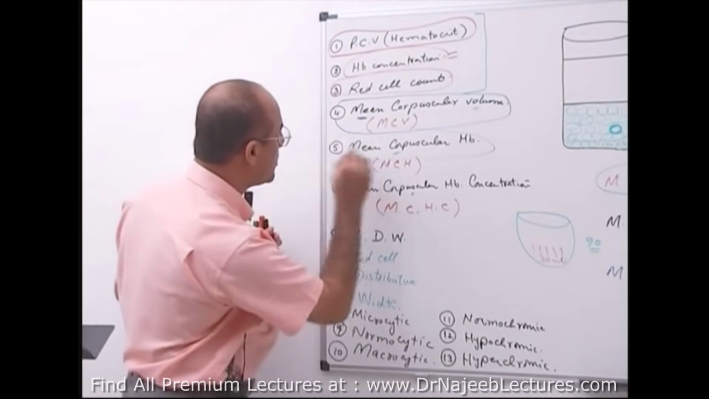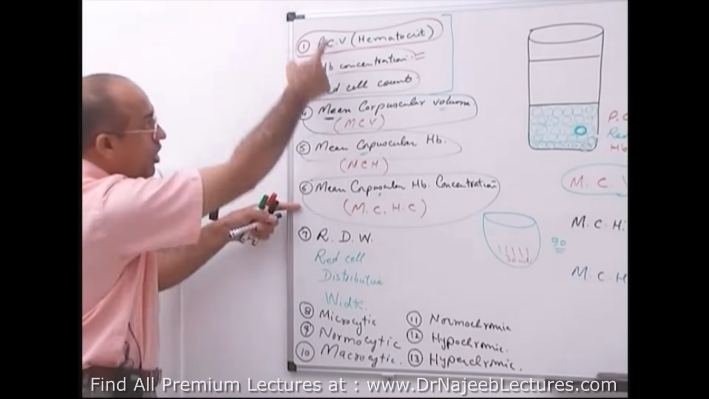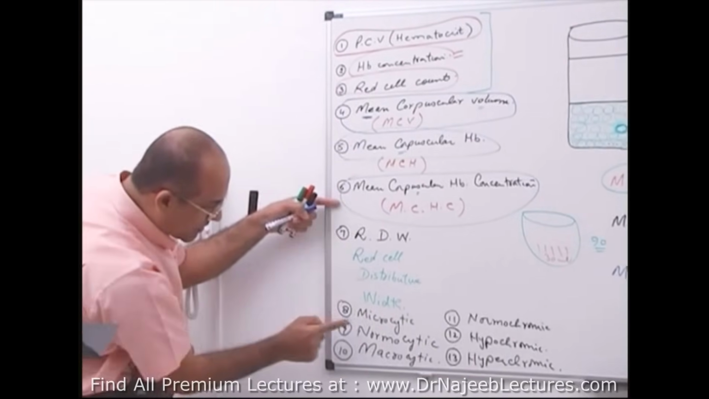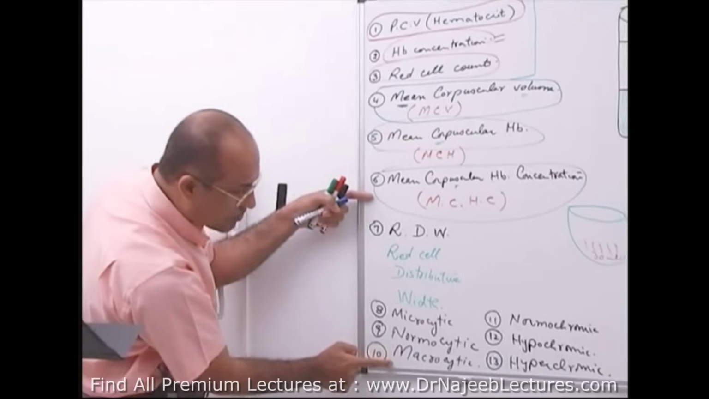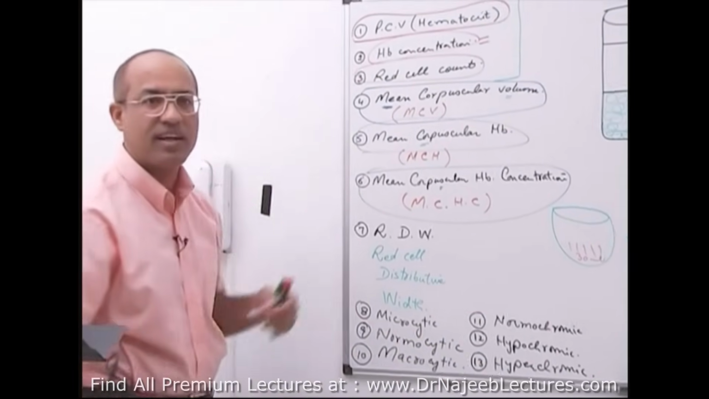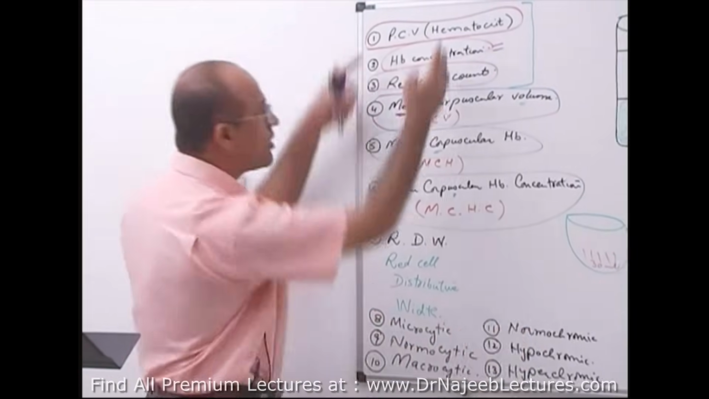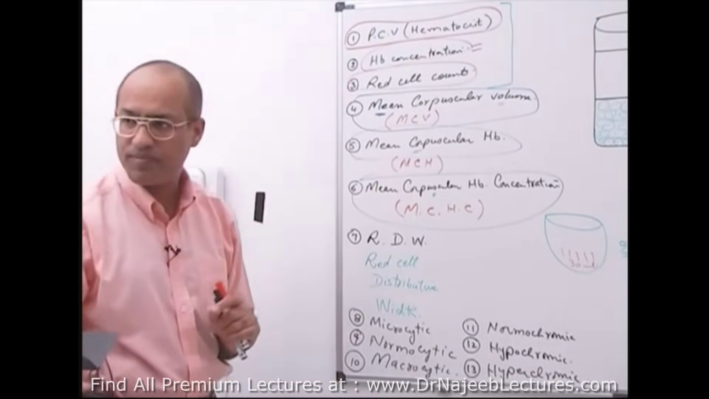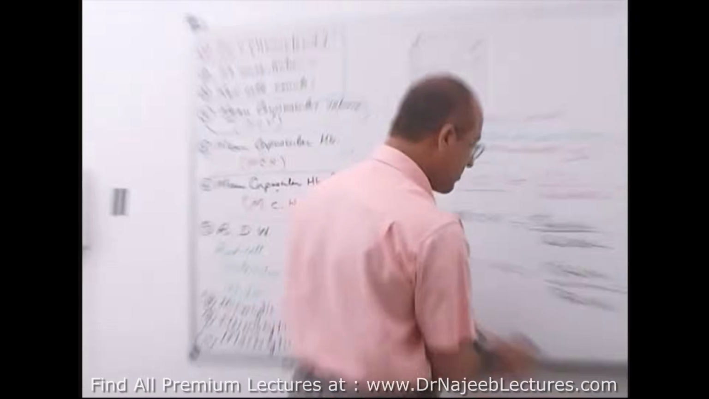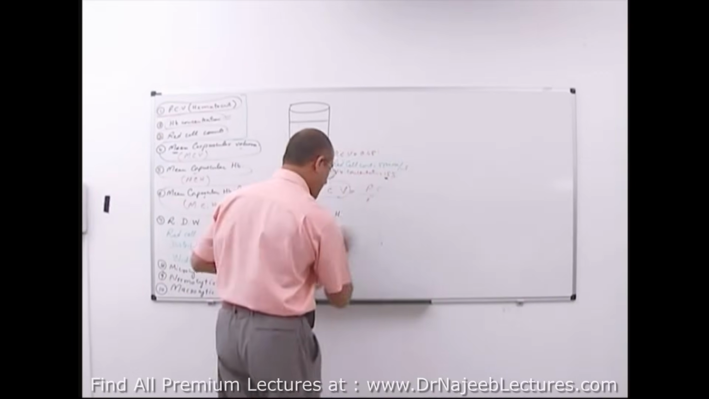We have gone up to this. Is that right? I will correlate all these concepts with microcytic, normocytic, macrocytic and normochromic, hypochromic and hyperchromic cells. Now we'll put these figures in the context of these terms, right? Let's discuss it separately.